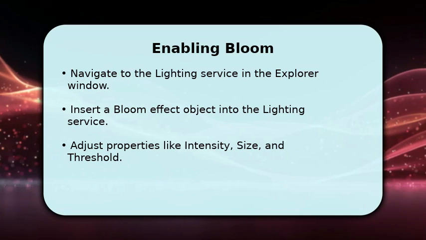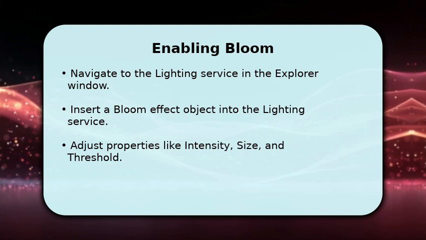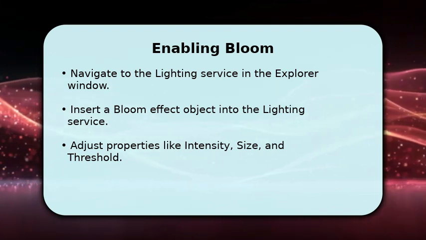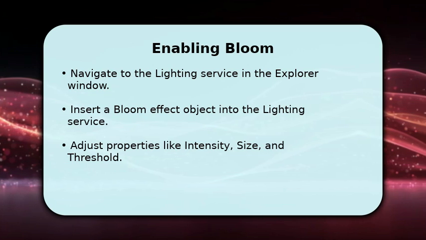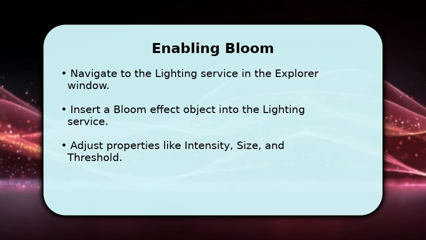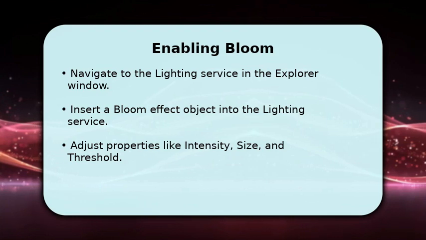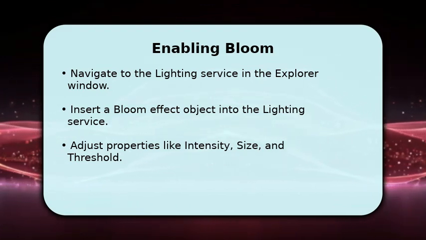To begin, open your Roblox Studio project. In the Explorer window, locate the Lighting service. Right-click on Lighting and select Insert Object, then search for and add Bloom. Once added, you will see its properties appear in the Properties window, ready for your adjustments. This simple step activates the effect.